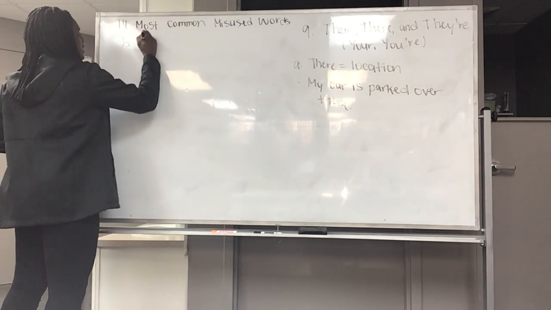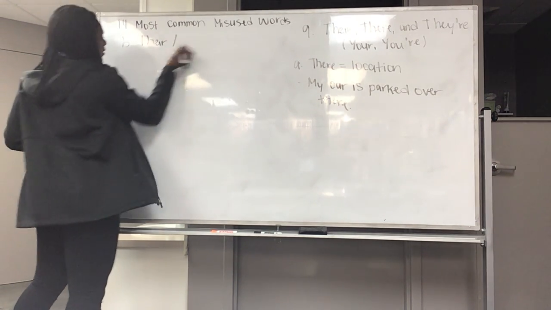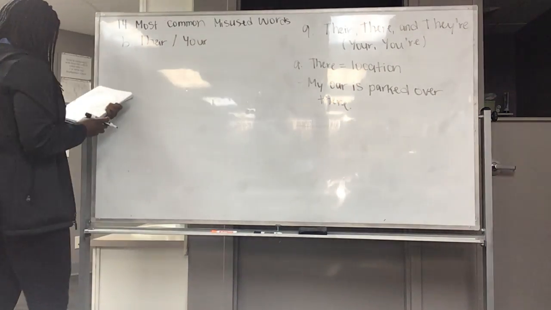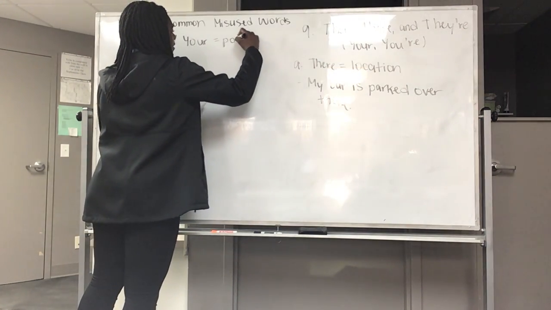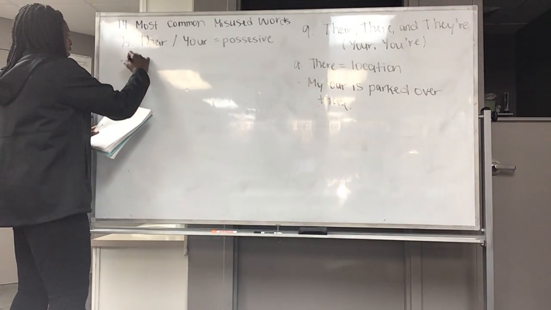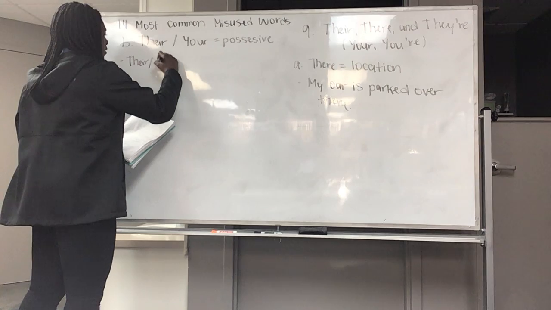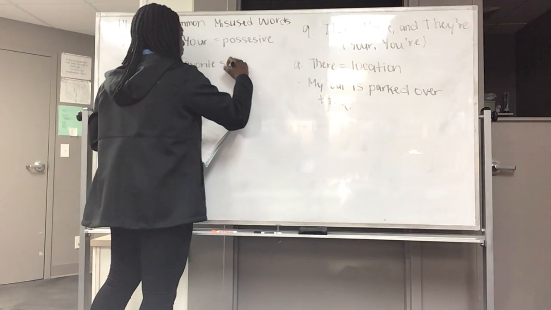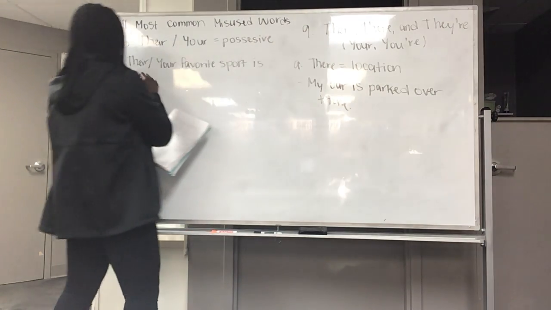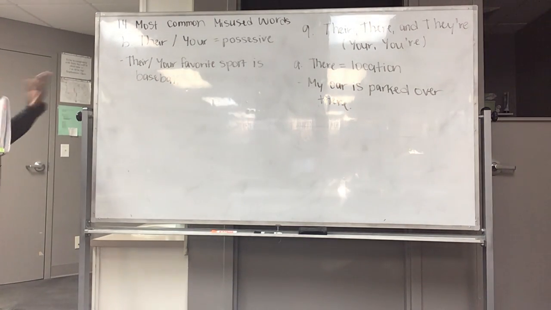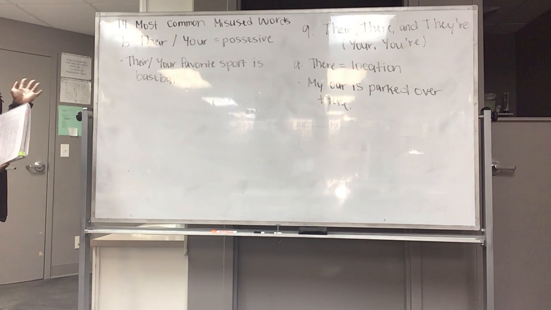So the second type of there, which I'm going to pair with one of the yours, is THEIR and then YOUR. That is when we're talking about possession. So I could say, "Their or your favorite sport is baseball." The favorite sport belongs to you or they, them.